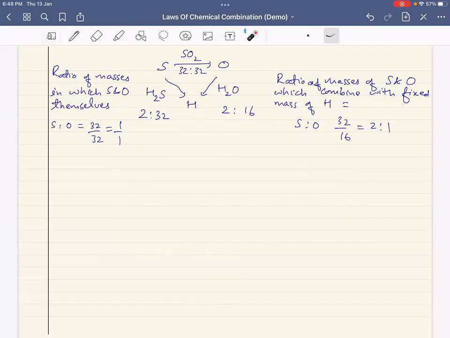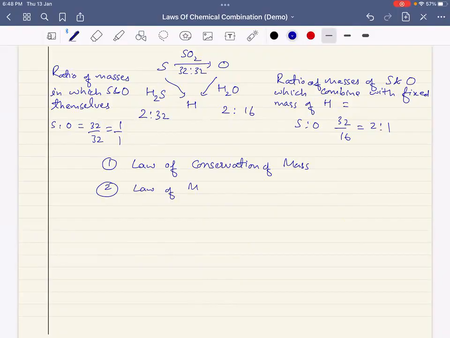So till now, we have covered three laws. The first one was the law of conservation of mass. The second one was the law of definite proportion by mass. The third law was the law of multiple proportion.